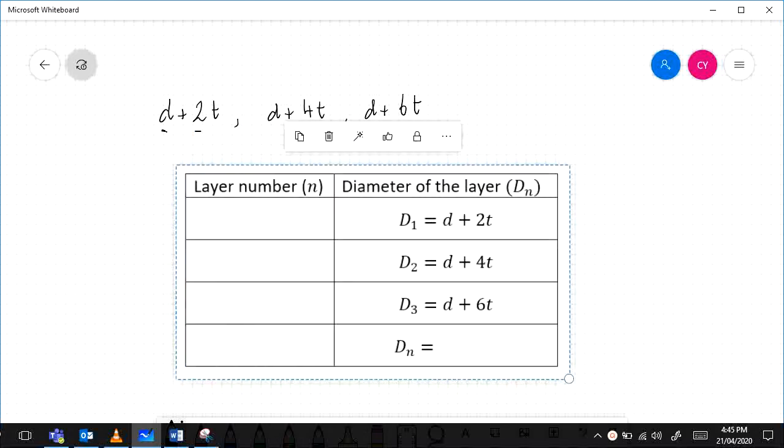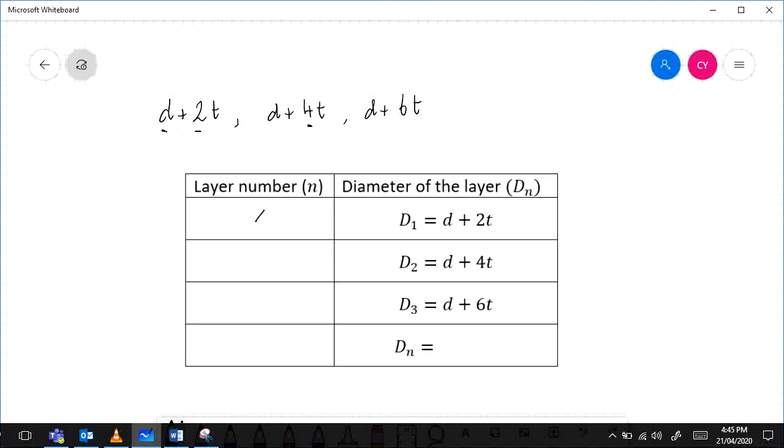So n here is the number of layers. Where n equals 1 layer, the diameter is D plus 2t. Where n equals 2, it's D plus 4t. Where n equals 3, it's D plus 6t. And then it doesn't take a maths genius to figure out that the number in front of the t is just twice whatever the n number was. So if n was 4, it would be D plus 8t.